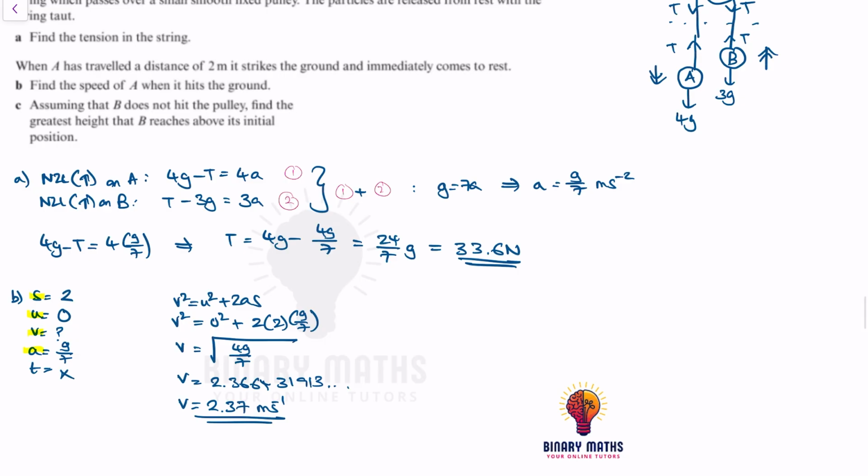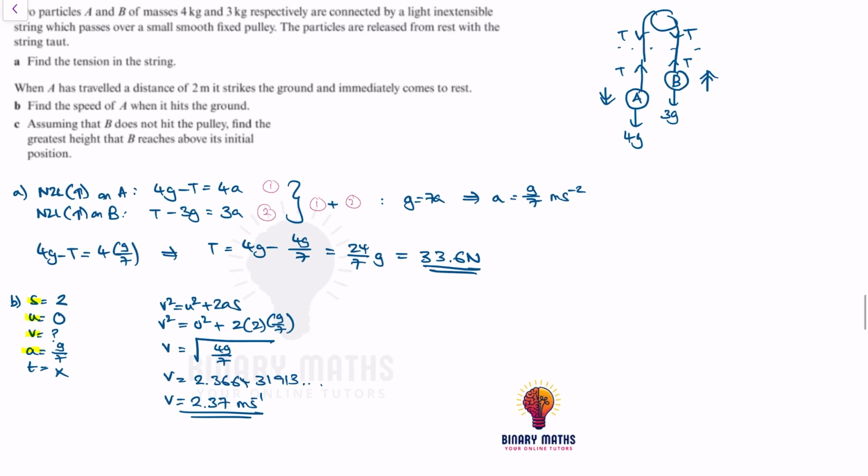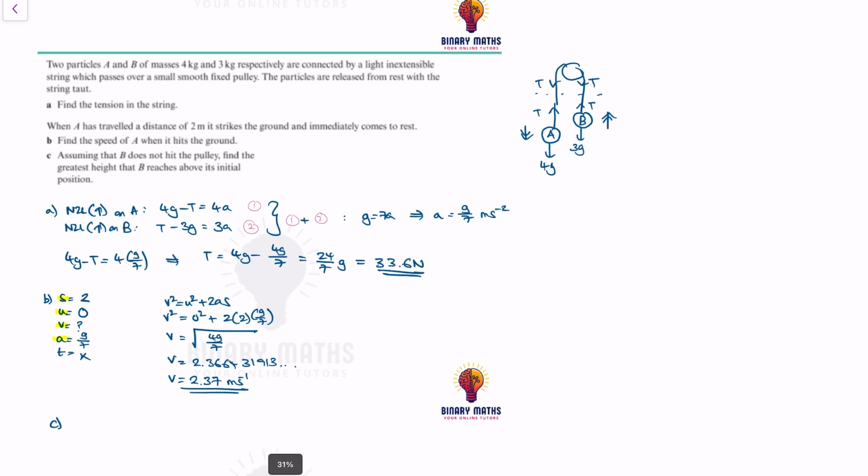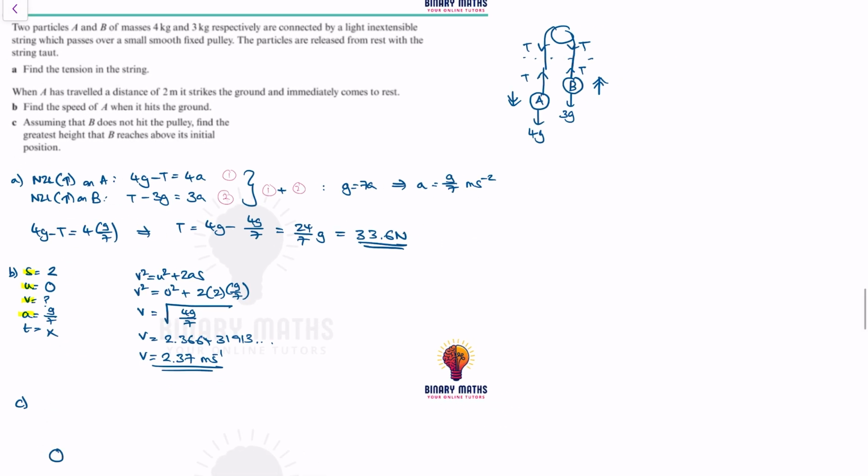Assuming that B does not hit the pulley, find the greatest height that B reaches above its initial position. What we do know is B has already traveled 2 meters when it reaches the point when A hits the ground. B is still traveling up, and eventually comes to a point where it stops.